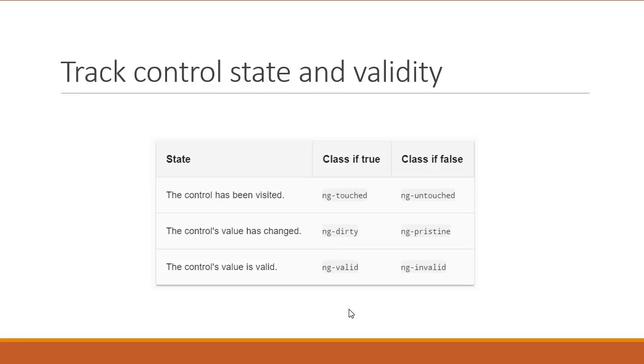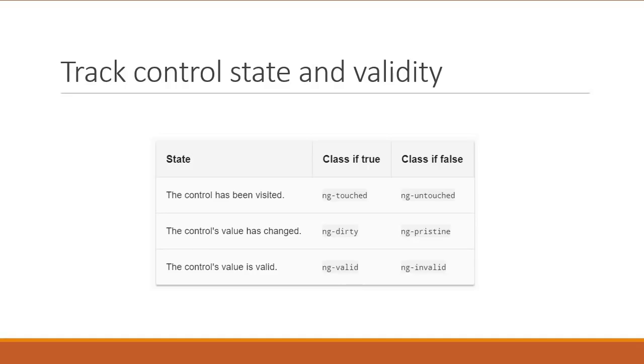And the final pair of classes is concerned with the validity of the form control. If the form control's value is valid, ngValid class is applied. If not, ngInvalid is applied. For example, if an input field contains the required attribute, it implies that a value has to be entered. If a value is missing, ngInvalid class is applied. And when a value is entered, ngValid class is going to be applied.